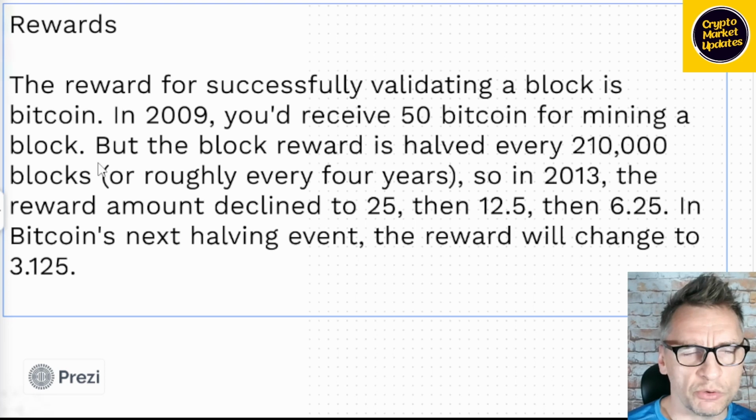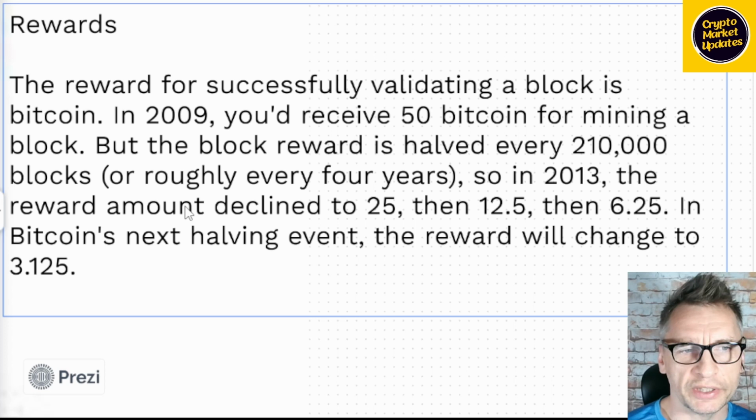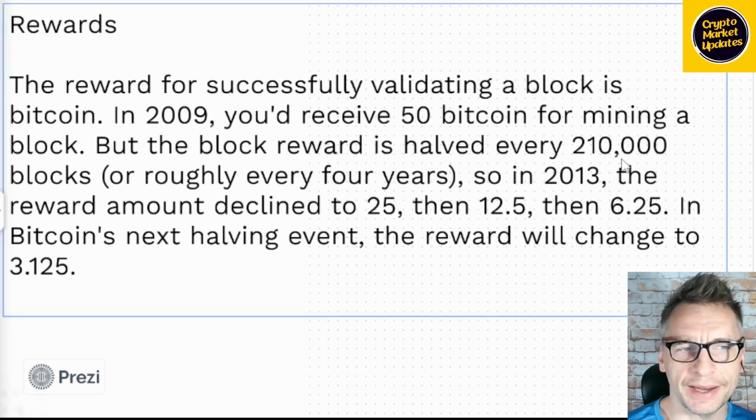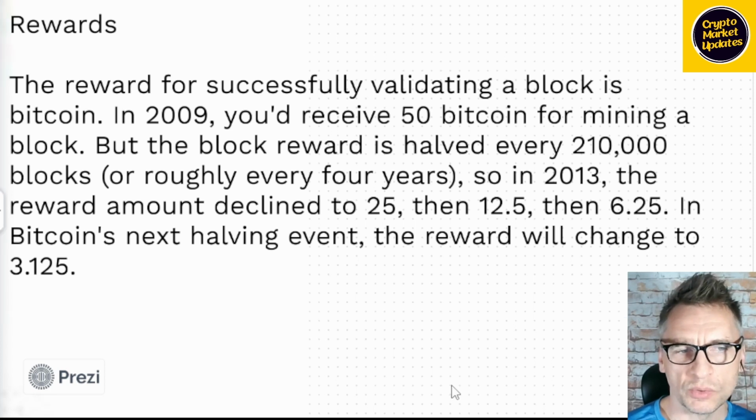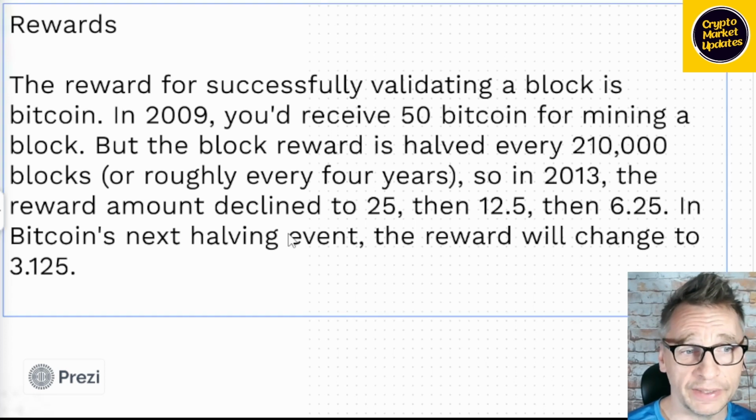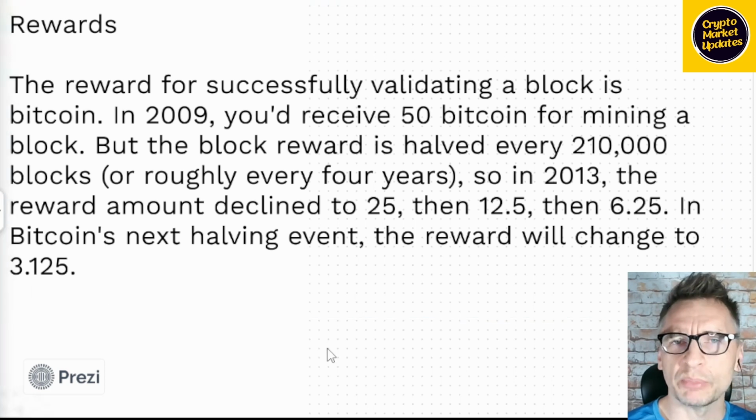The rewards. How are the rewards divided? The reward for successfully validating a block is Bitcoin. In 2009, you'd receive 50 Bitcoin for mining a block, but the block reward is halved every 210,000 blocks, or roughly every 4 years. So in 2013, the reward declined to 25, then 12.5, then 6.25, and the next halving, which will take place sometime at the beginning of 2024, will change it to 3.125 Bitcoin per block.